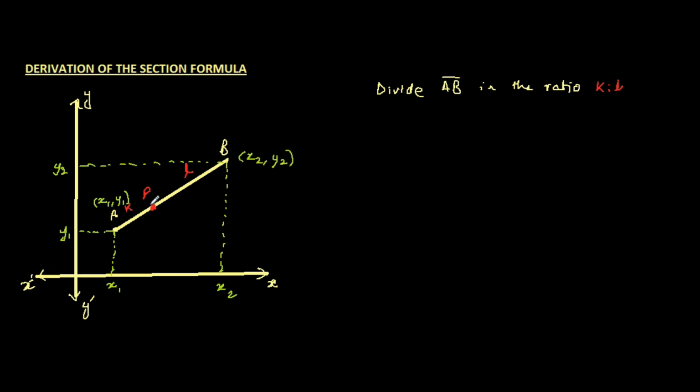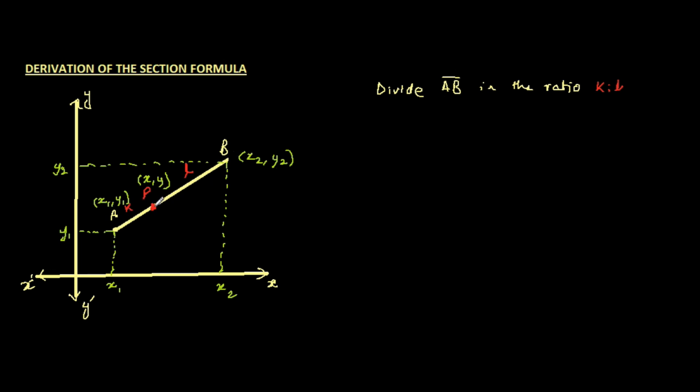Now let's say that this point P, the coordinates of which are not known, let's call them just x comma y. What we really need to do is find the coordinates of the point P, the abscissa and the ordinate of the point P, written as an ordered pair x comma y. Ultimately we have to find the values of x and y using these coordinates x1 y1 and x2 y2.